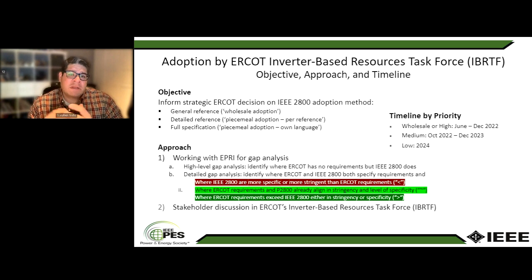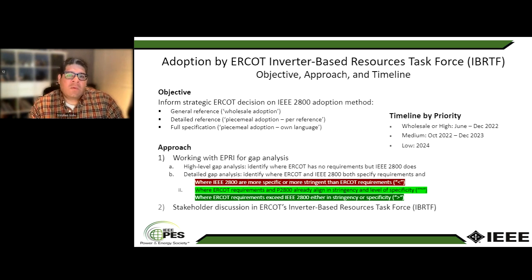And so we've been working with EPRI to perform a gap analysis. The high-level gap analysis is really just comparing topic to topic. Do we have ERCOT rules that match 2800? Are we missing something? Do we, in some instances, perhaps go above and beyond what 2800 says? And then bring that analysis to the stakeholder group for the Inverter-Based Resource Task Force to get their feedback.